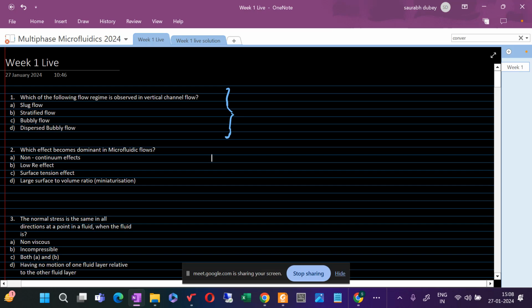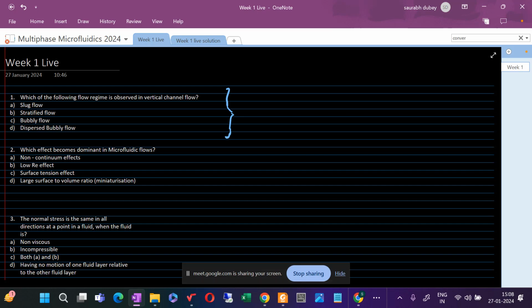Okay. So which of the following flow regimes is observed in the vertical channel? It's not a single-choice question. More than one option can be correct, because stratified flow will not be there. That only occurs in the horizontal channel, as Sir has taught. Only slug flow, bubbly flow, and I think dispersed bubbly flow. Yeah, three options will be there for the first question.